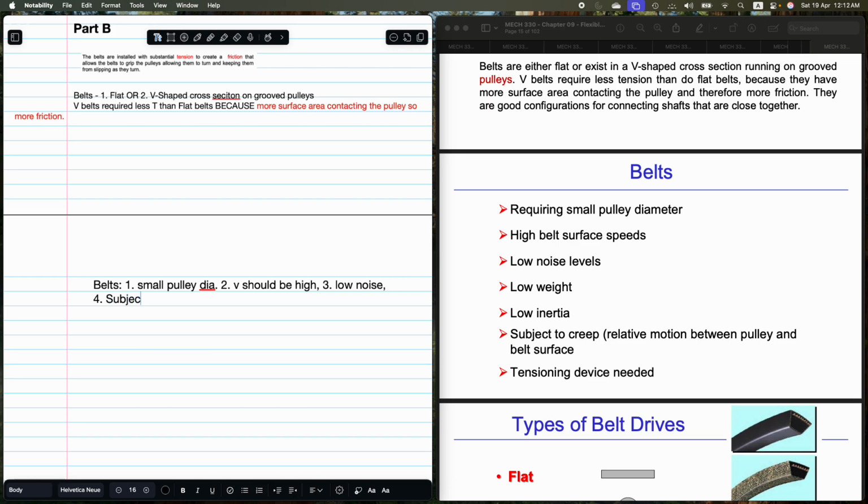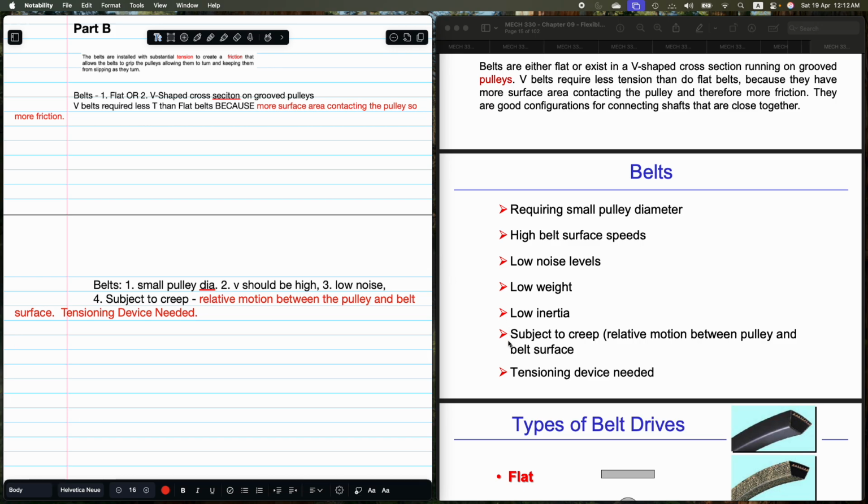So I think this will be asked, to be honest, for the creep part. So creep is, let's change the color to red. Red, there we go. Relative motion between the pulley and belt surface. Tensioning device needed. So I'm guessing this is so it's not slack. That's what I'm guessing from this.